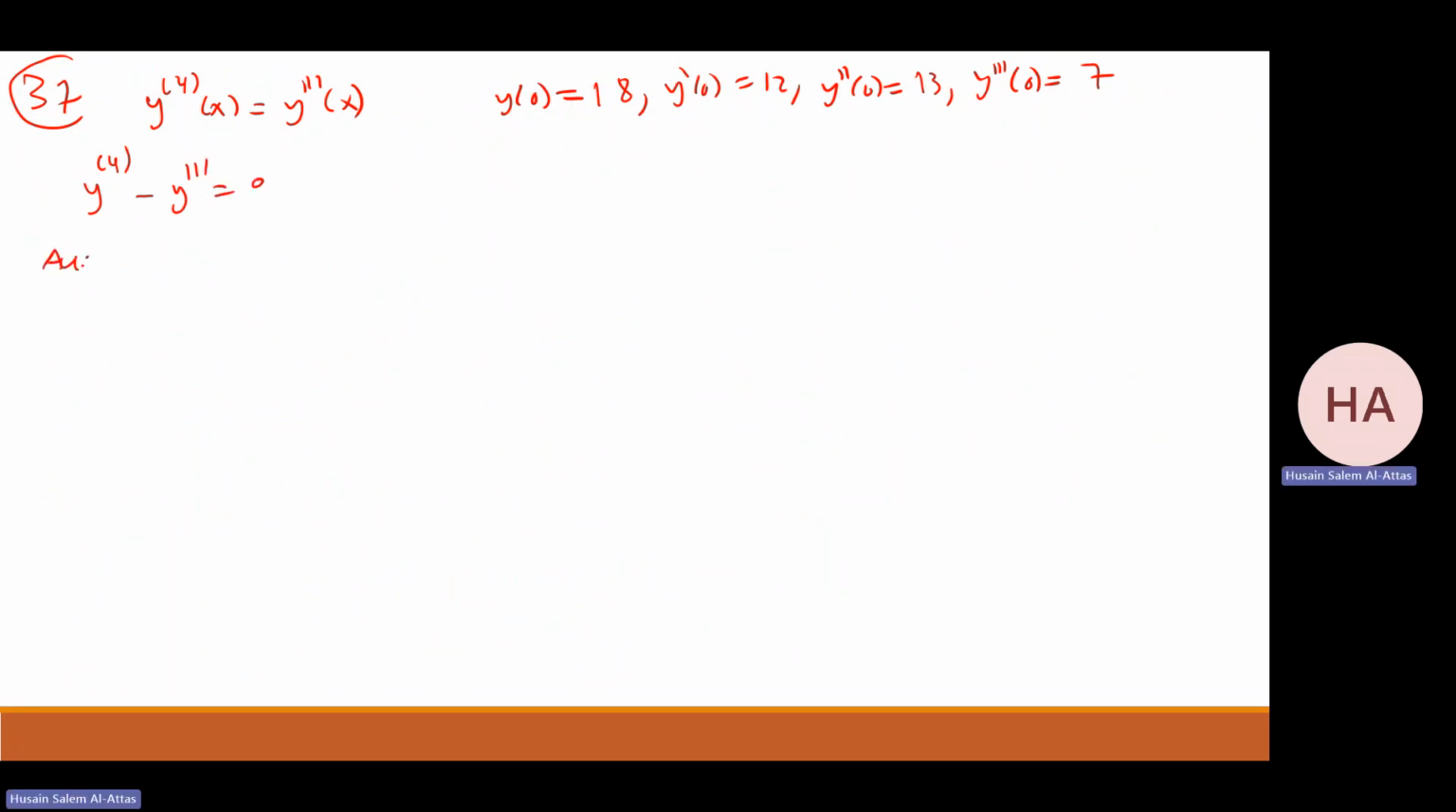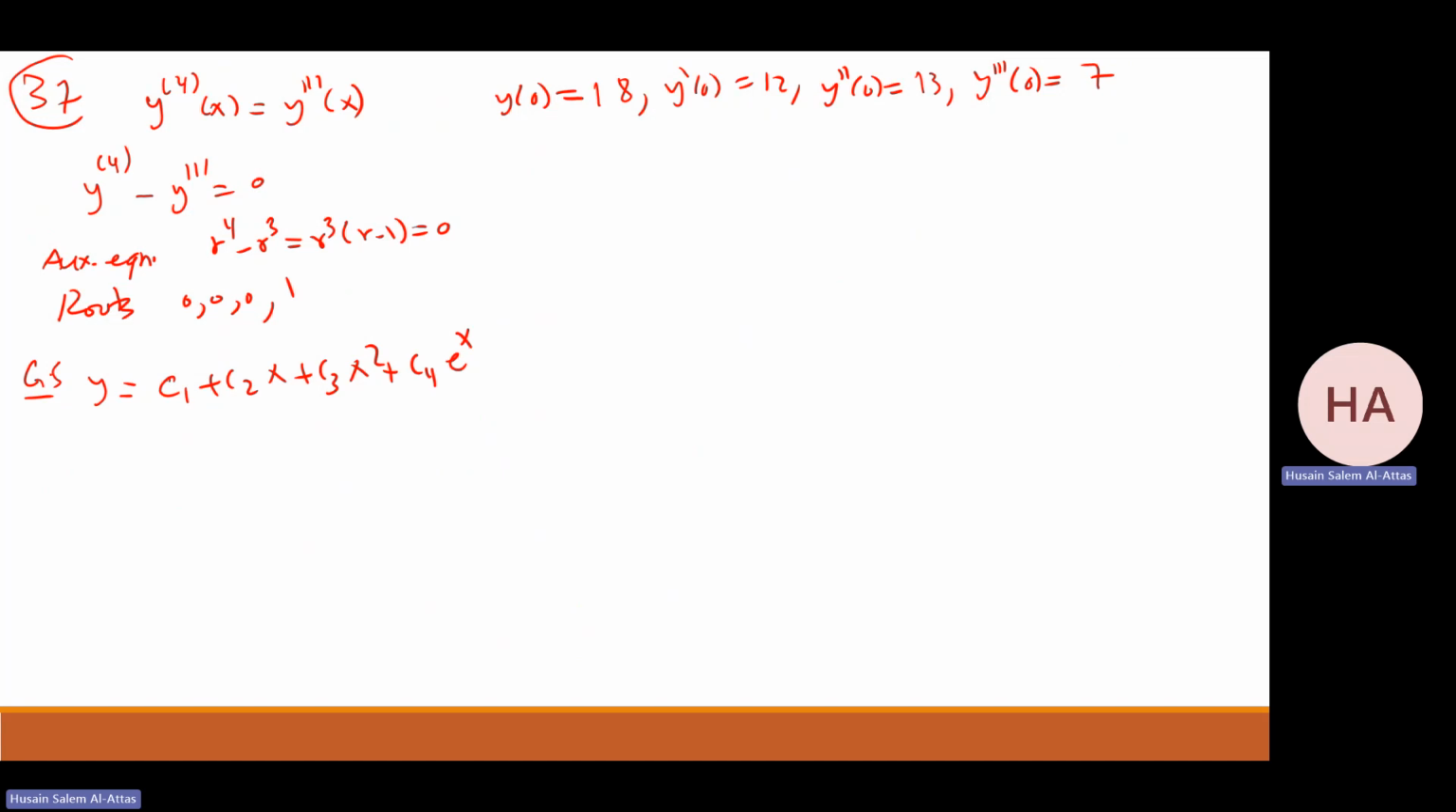So what is the auxiliary equation? R to the power 4 minus R cubed. So roots 0, 0, 0, and 1. So the general solution will be C1 plus C2x plus C3x squared plus C4 e to the x.